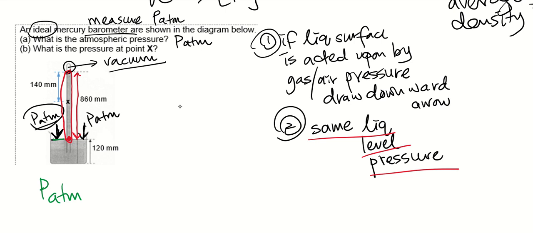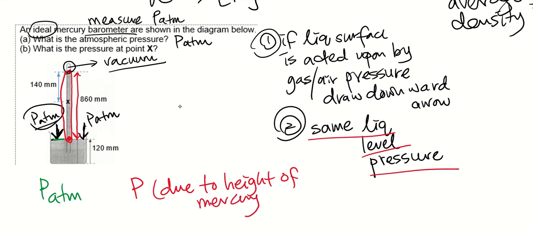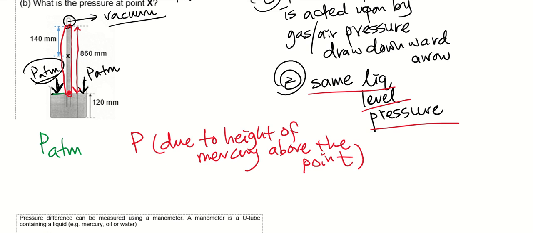So the pressure is actually due to the height of mercury acting on it, above the point, and it's pressing down. Okay, and based on the numbers that are given, I can say that we have 860 minus 120, I have this height of mercury acting on it.